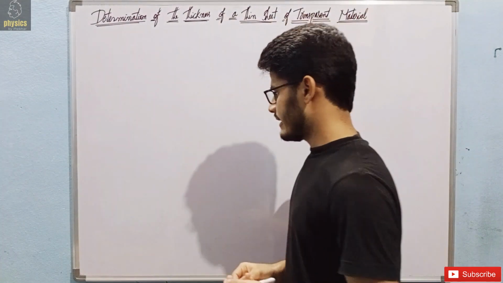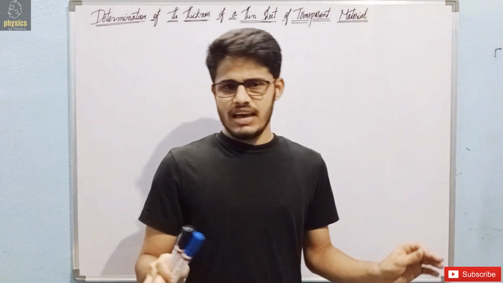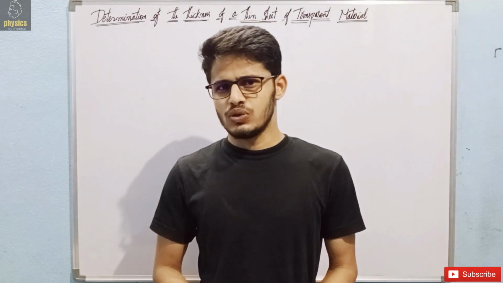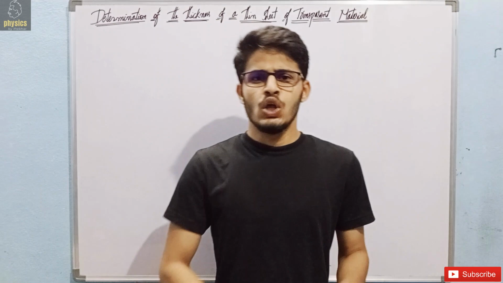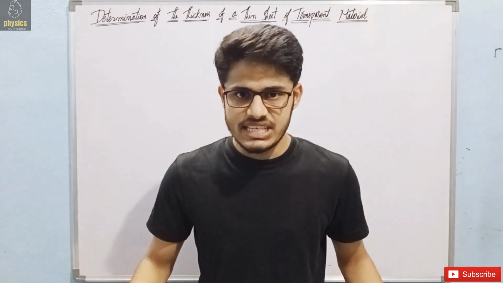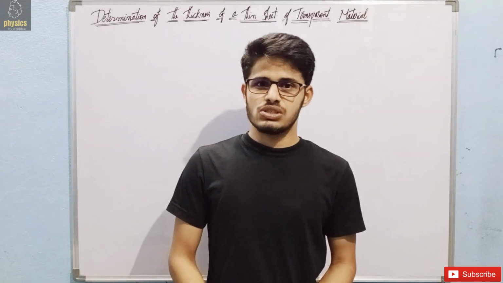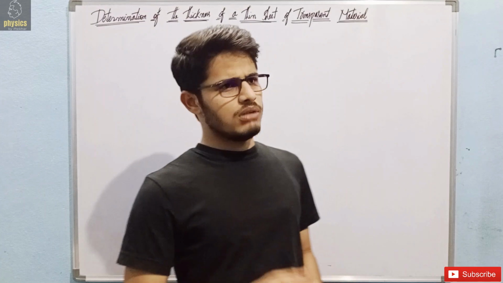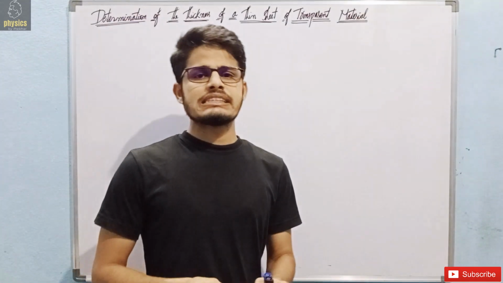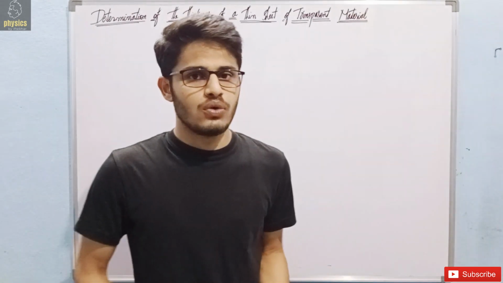Now let's get started. We'll be using the same experimental setup which we used for finding the wavelength of an unknown source in the Fresnel biprism experiment. The same Fresnel biprism experiment we will be using. There will be no change. We'll be using the same biprism, the same single source and the final screen. Everything will be the same. The only thing is that we will be introducing this thin mica sheet whose thickness we want to find out.